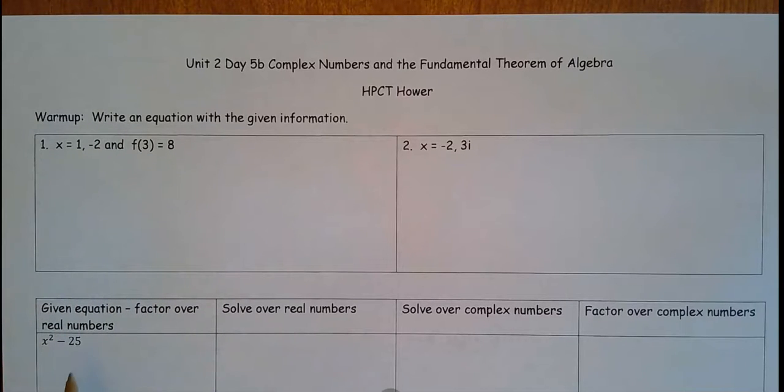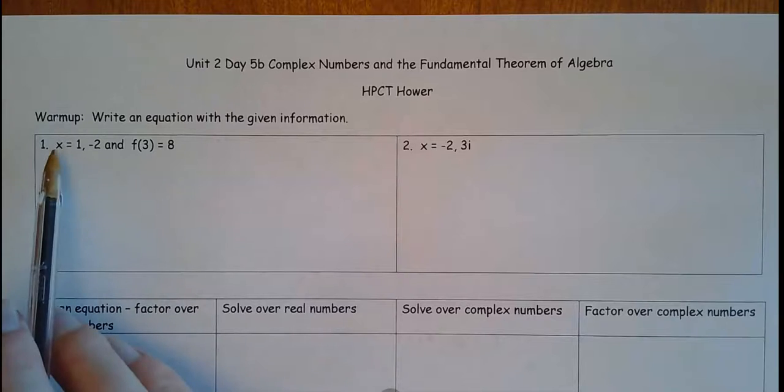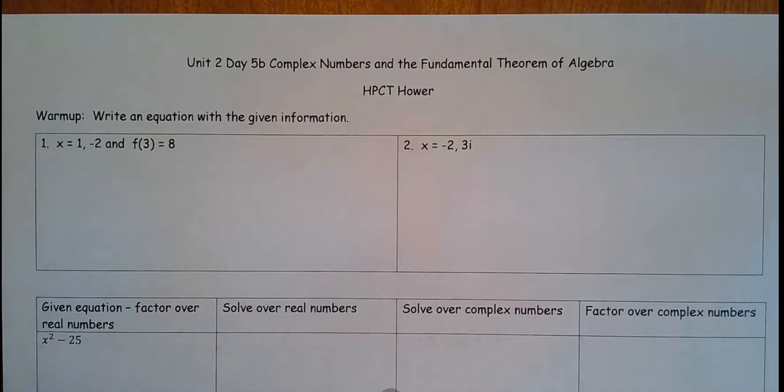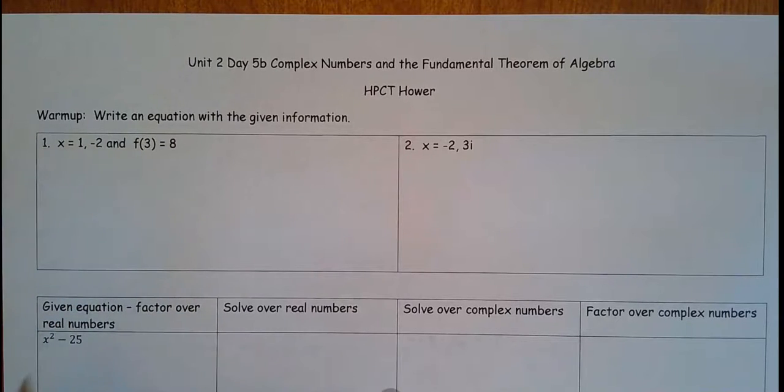So there's an equation, there's a polynomial. We want to do the lowest degree possible, so we don't want any higher powers than we have to go here. So x equals 1 and negative 2. So it has two roots, which means it's going to be a quadratic. And there's also this information that when I plug in 3, I get 8.